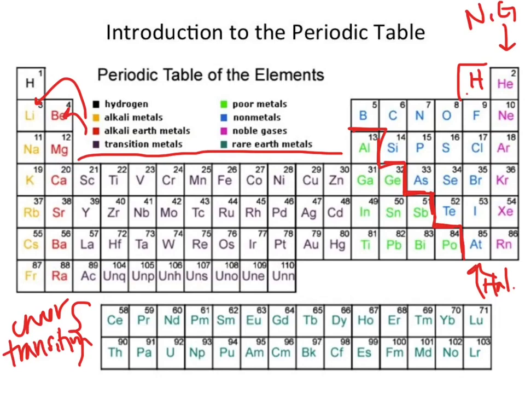And then, what else do we know about the periodic table? We know that these numbers right here, the upper right-hand corner, represent what? The atomic number. And atomic number will also be seen as a Z. Okay? And the atomic number represents what? The number of protons. If you change your number of protons, what happens? You change your element.